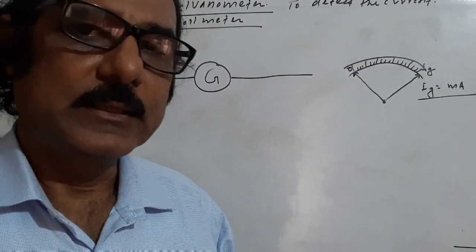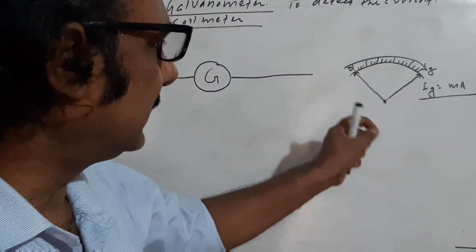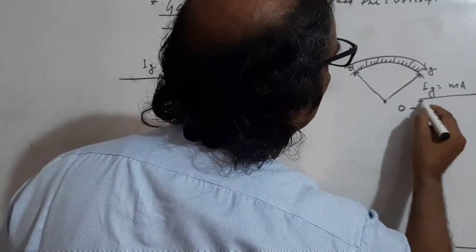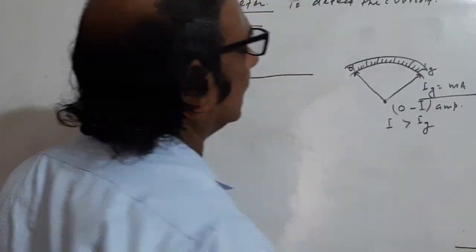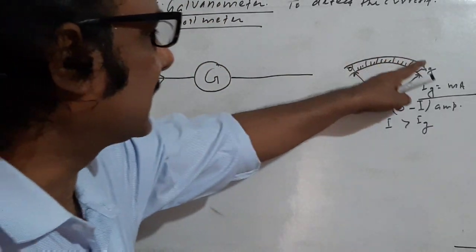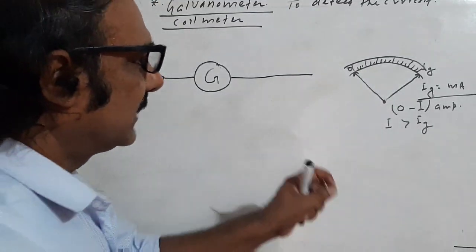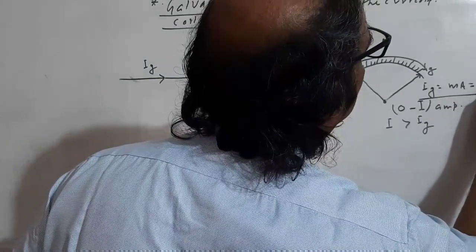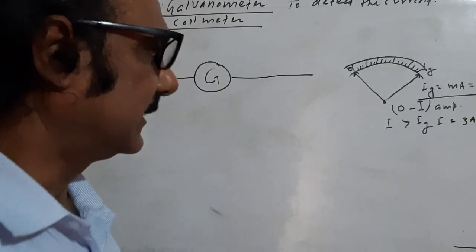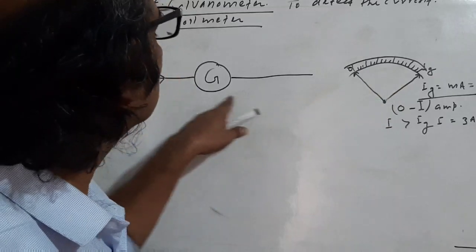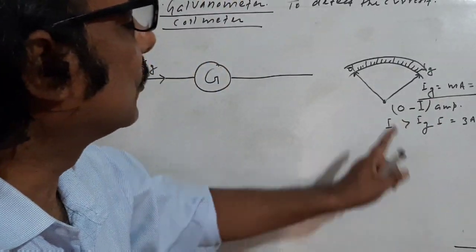So a very small amount of current is detected by the galvanometer, and you would like to convert it into the range of current from 0 to I ampere. So naturally the current I is greater than Ig. This is the full scale deflection: the maximum current that can go through the galvanometer is Ig, and you want to construct a meter of range I. For example, Ig is 5 milliamperes, and you want to construct it for a current I of 3 amperes, 5 amperes or 10 amperes. This means that if this current passes through it, the galvanometer will be damaged. So how to convert a galvanometer into an ammeter of suitable range from 0 to I ampere.